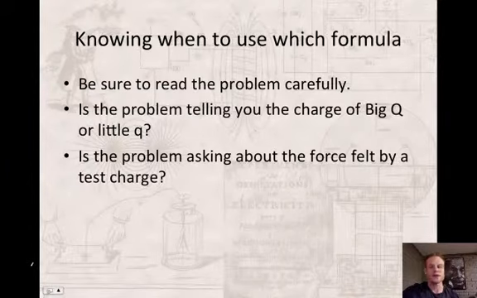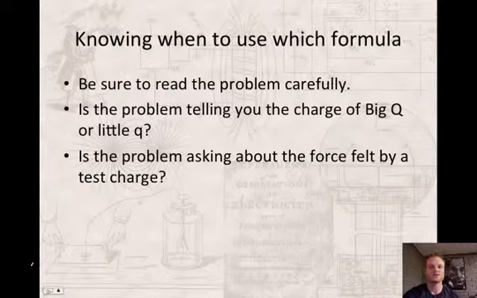So again, just to put the previous slide into some sort of text in terms of knowing which formula to use, make sure you read the problem carefully. Are they giving you information about the test charge, which would be little q? Are they telling you information about the charge creating the electric field, and so that would be big Q? Those are big hints in terms of telling you which formula you want to use. So keep that all in mind.